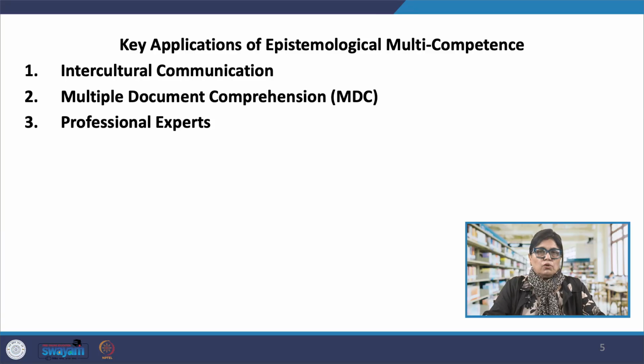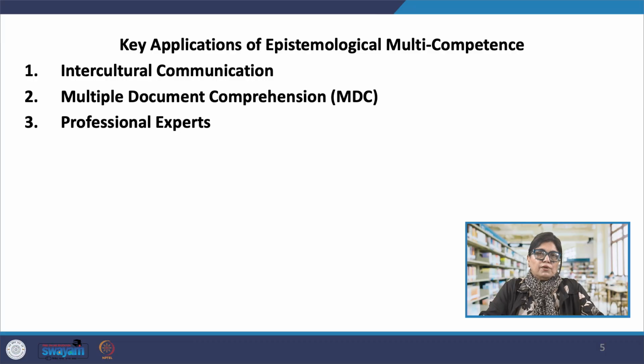Second is multiple document comprehension, that is MDC. In modern education, this is the core competence of building a coherent mental representation from multiple sources that may conflict. High epistemological multi-competence allows a learner to evaluate different authors' viewpoints and disciplinary perspectives, and integrate them rather than just seeking a single true fact. Third is professional expertise.